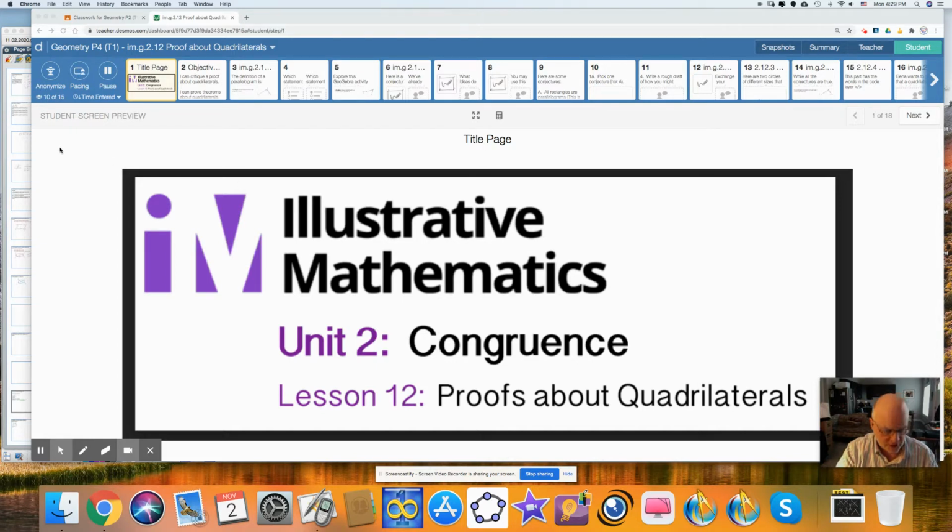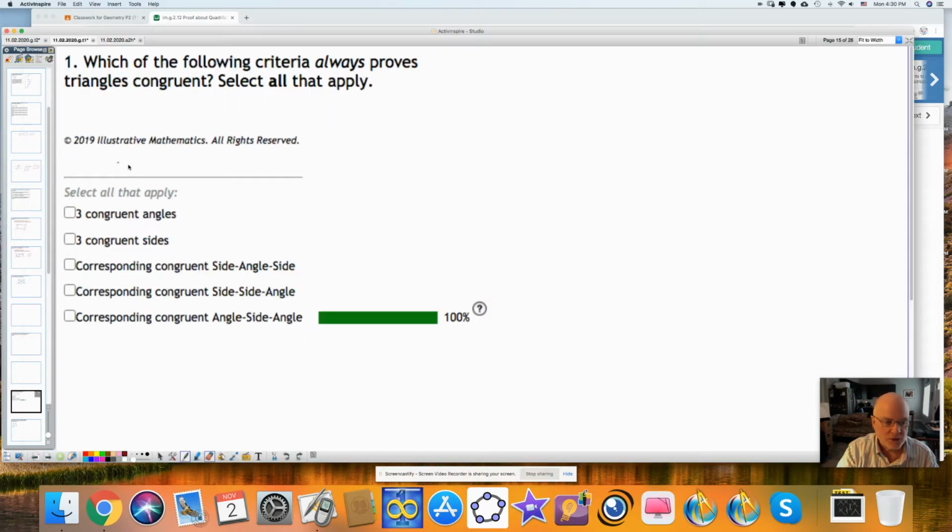Before we get started, I'd like to go through some of the homework problems, and we'll start with this one. Which of the following criteria always proves triangles are congruent? Select all that apply. We've discussed this in class where we talked about valid shortcuts and invalid shortcuts. If you didn't know these, you should write these down, okay? Invalid ones don't work or don't always work.